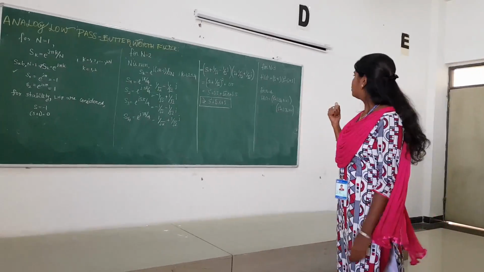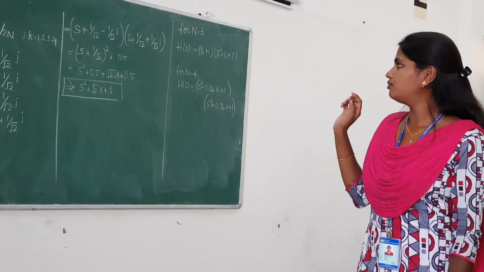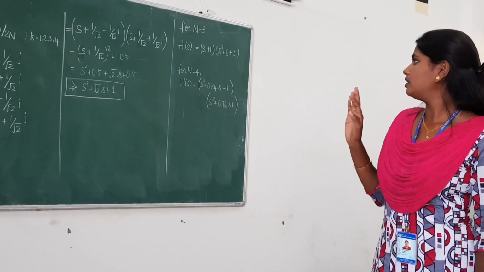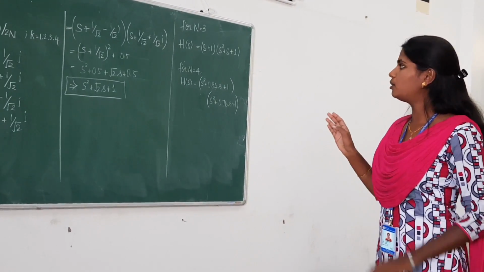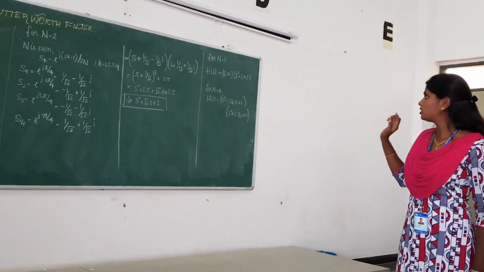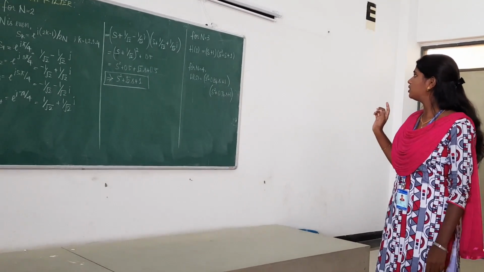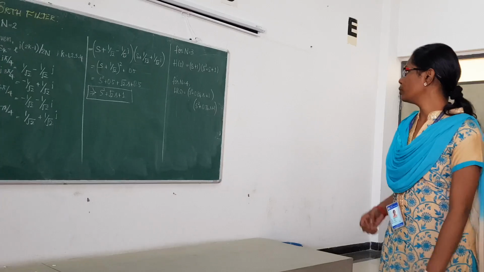For n is equal to 6, we get 6 poles, from s1 to s6. We take the negative poles because they lie on the left hand side, and so we get this quadratic equation as H(s) is equal to (s plus 1)(s square plus s plus 1), for n equal to 4.